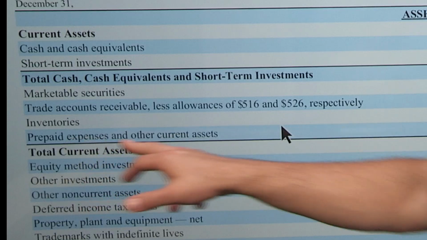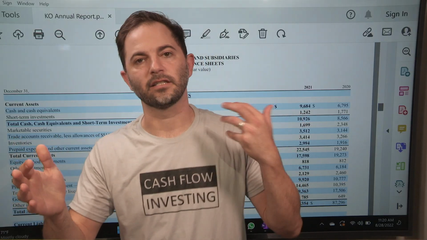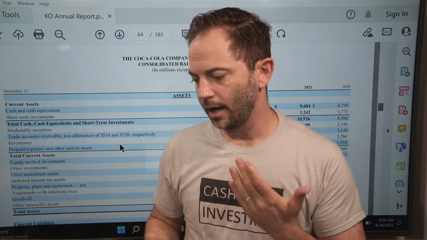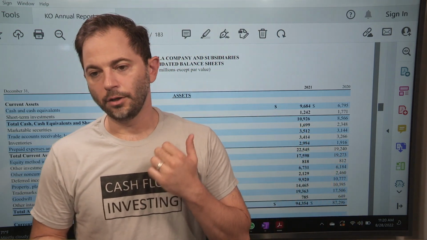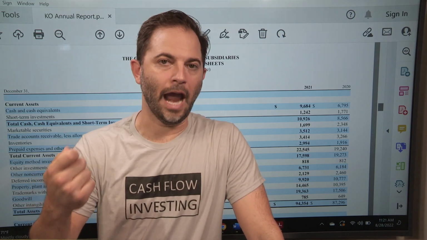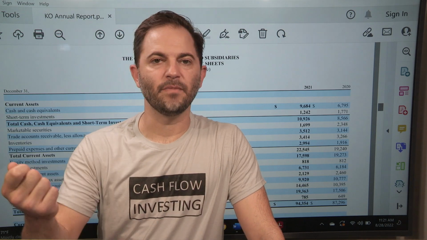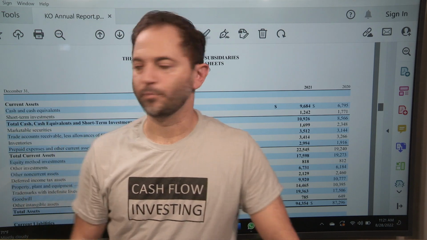Let's keep going. Prepaid expenses, that's an expense that they've bought. They already paid for it, but they haven't recognized the cost. What would this be? Let's say your audit bill is coming up and you pay your auditors your annual bill in advance. They haven't done the audit yet, but you gave them the cash to go start working on it. That's a prepaid expense.